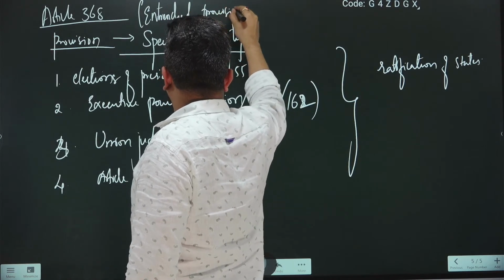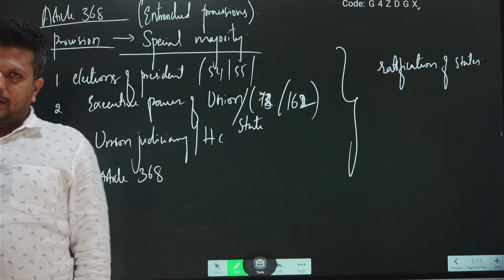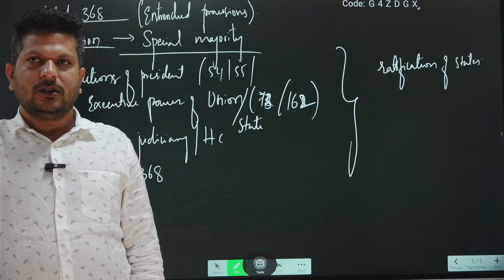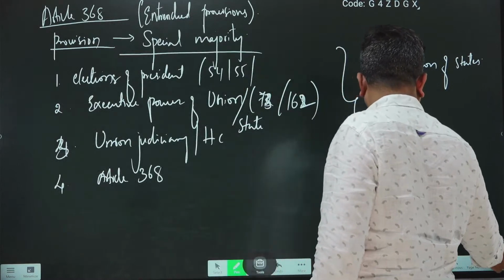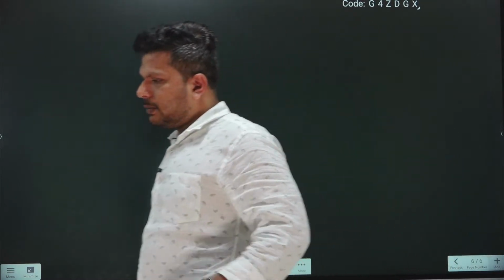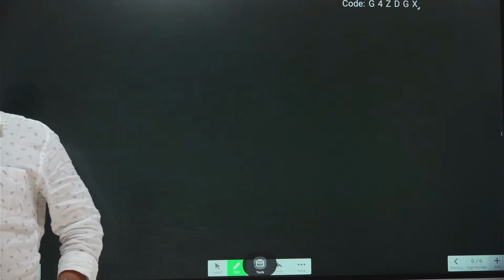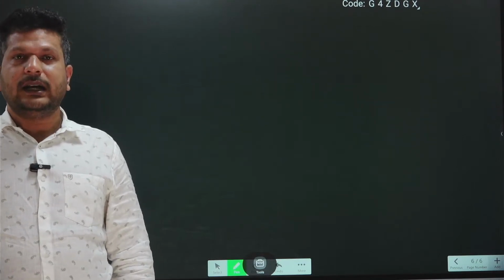These provisions are also called entrenched provisions. These are commonly called entrenched provisions. So here, if we look at Article 368 subclause 2, we find that there are various provisions under which, if any changes are made, then we require ratification of states.